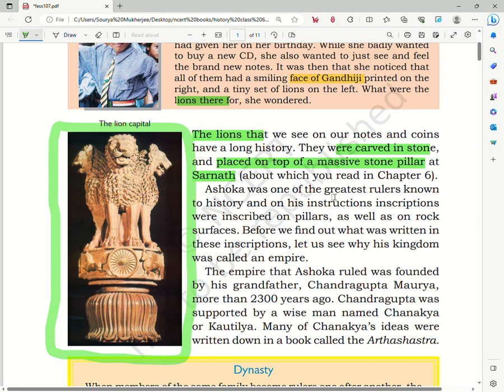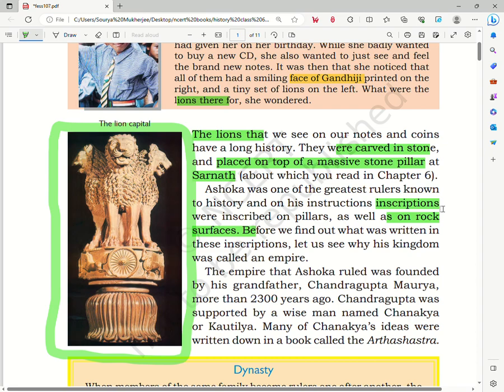Ashoka was one of the greatest rulers known to history, and his inscriptions were inscribed on the pillars as well as on rock surfaces. So we see that guys, Ashoka, as you know, was a very important ruler in Indian history. Ashoka belonged to the Mauryan dynasty, and he extended the Mauryan kingdom to be perhaps the largest kingdom in Indian history. And we see that several of the Ashokan inscriptions are quite famous.